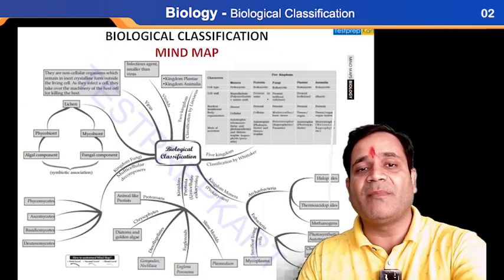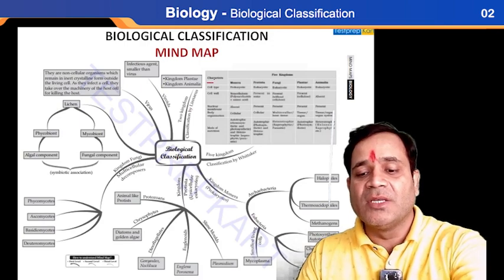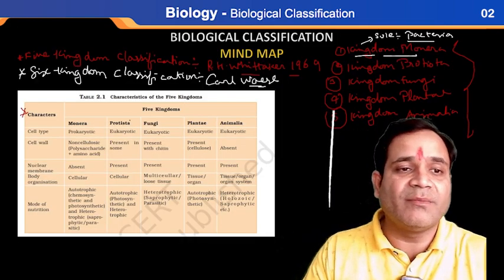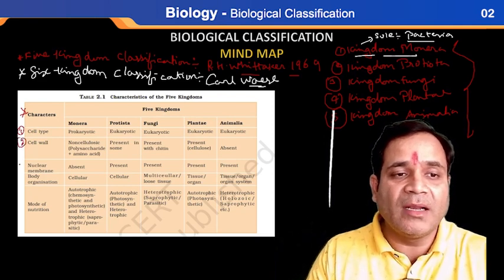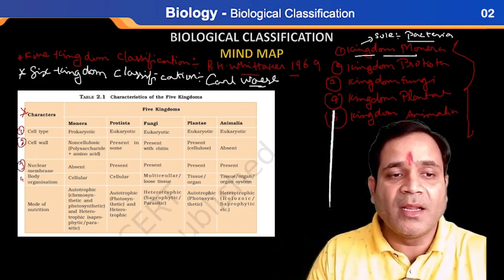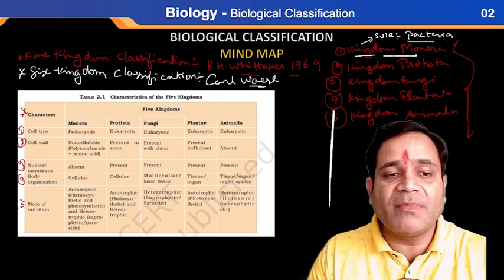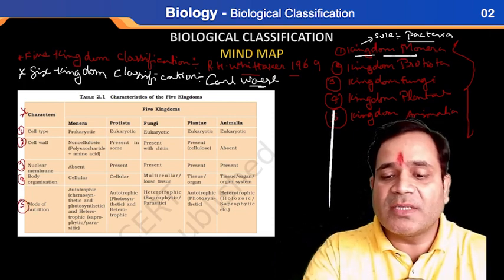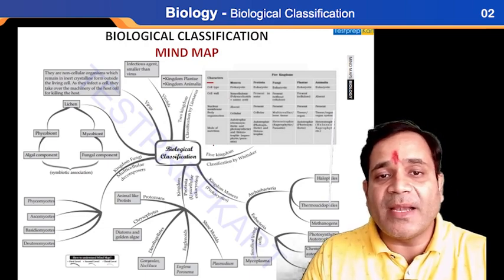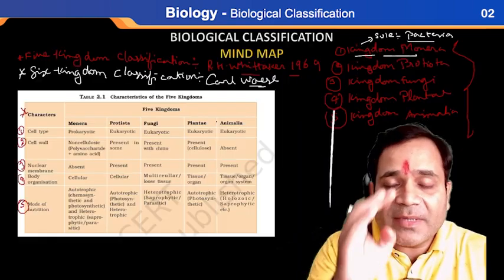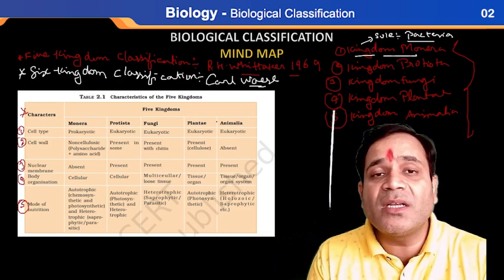See here, this one is the mind map. Here are some characters. So what are the characters here? Number one, cell type. Number two, cell wall. Number three, nuclear membrane. Number four, body organization. Number five, mode of nutrition. So these are the characters given in your mind map also. This is the thing that you have to remember.